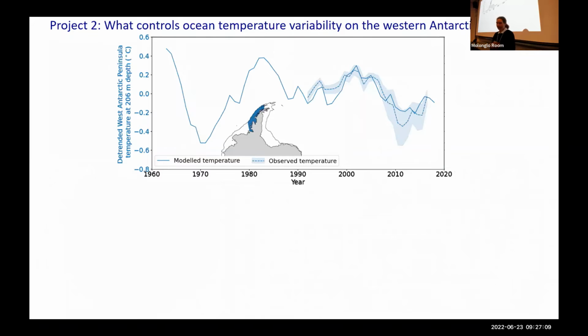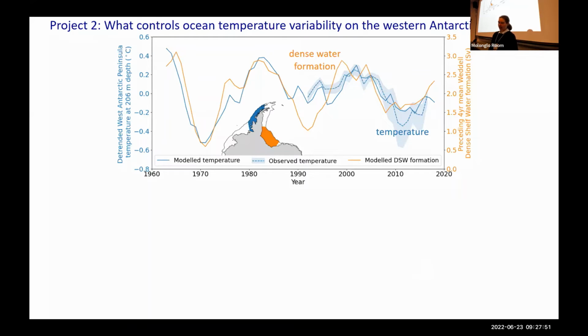Okay, so another example of a project. This is looking at the temperature variability on the Western Antarctic Peninsula, the blue region shaded on that map. You can see I've removed the warming trend here, there's a 0.17 degree per decade warming trend that I've removed just to focus on this decadal scale variability. You can see there's really large decadal scale variability, plus or minus half a degree, sort of on a 2-decade type scale. The model is the line here, and the observations, the dashed line there, match quite well.